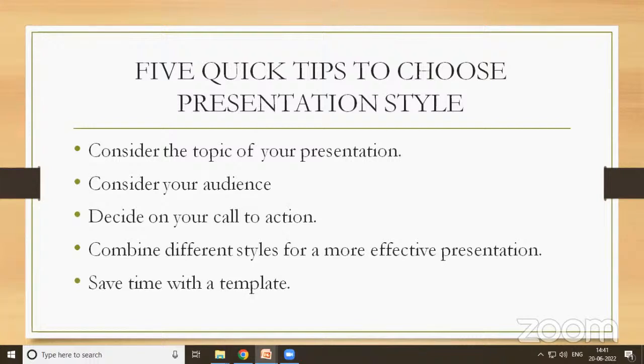The third point is decide on your call to action. The call to action of your presentation is an important element to keep in mind. Combine different styles for a more effective presentation. All the presentation styles are highly effective when you are giving a very targeted presentation. A presentation will be more effective by combining different presentation styles. Save time with a template. No matter which presentation style you choose, start with a professional template so that your presentation will look polished and unique.